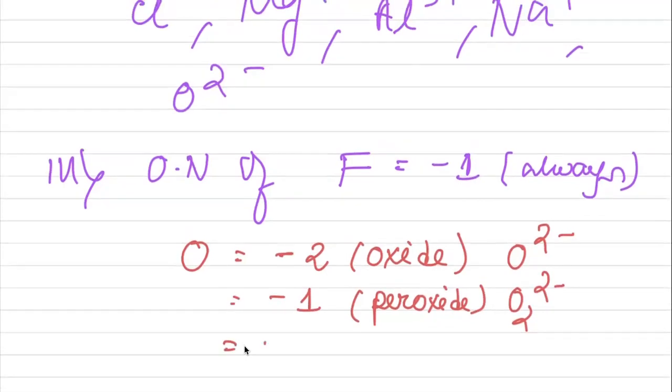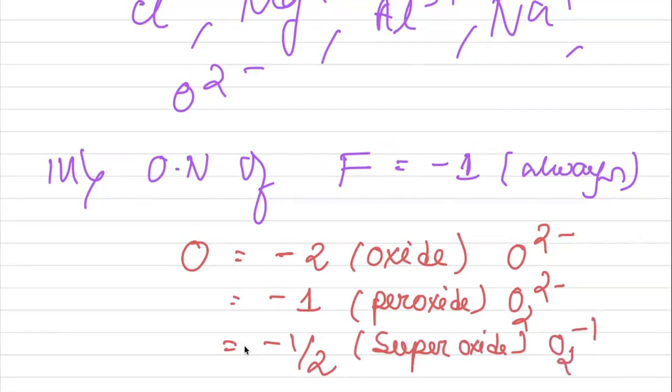When the oxidation number is -1/2, that is superoxide. In the case of superoxide, O2-, that means 1 negative charge is shared by 2 oxygen atoms.